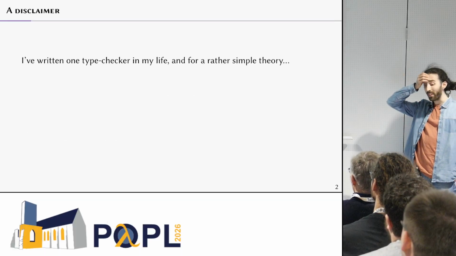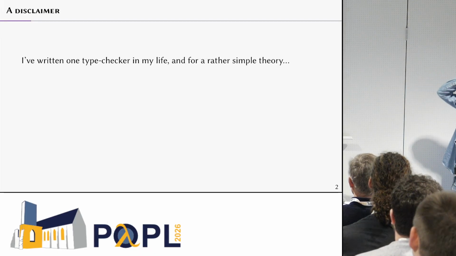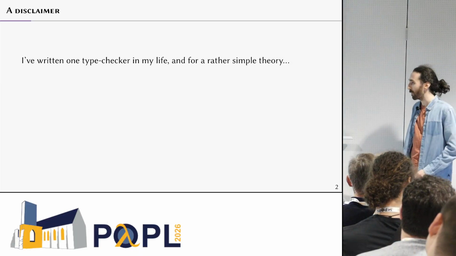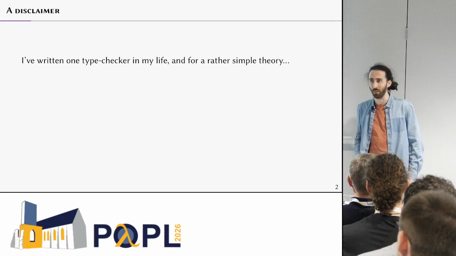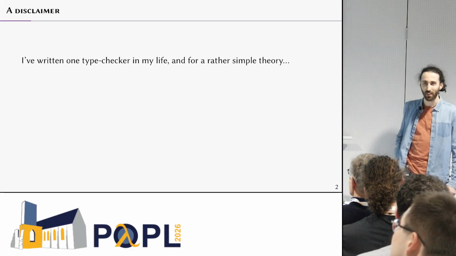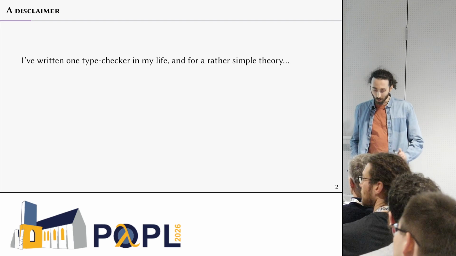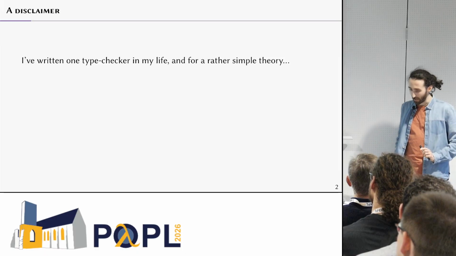I want to start with a disclaimer, which is that I've written exactly one type checker in my life, and this was for a rather simple type theory, like Martin-Löf type theory with sigma, pi, maybe one universe, something like that. Not the sort of crazy things that you see in GHC or Rocq or anything like that. So I won't be able to tell you that much about fancy type checkers.